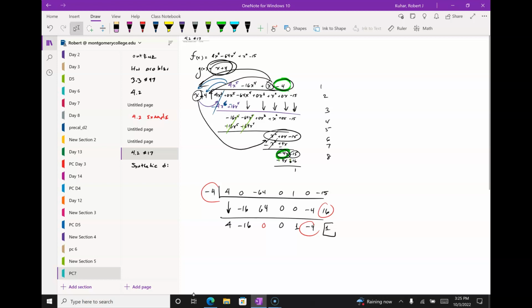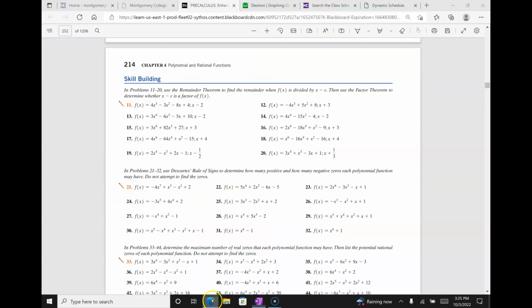And then for synthetic, I'm using the same exact numbers I used for the long division. Exactly. But that outside number will change from an x plus 4 to a minus 4. All right, good. Let's get back here.